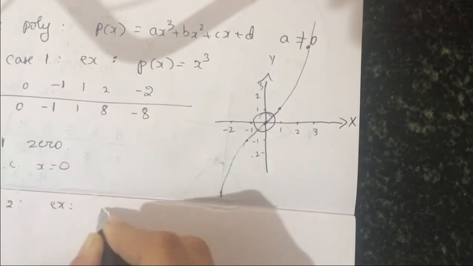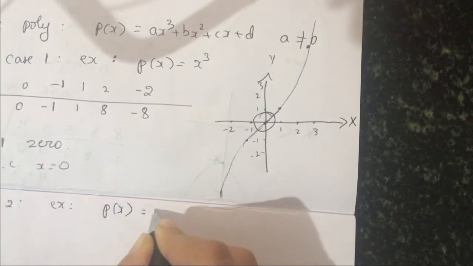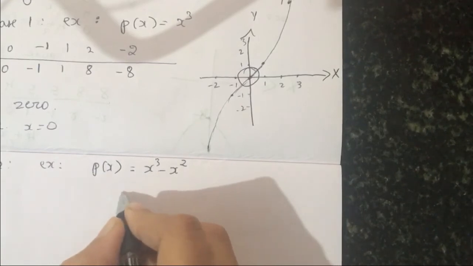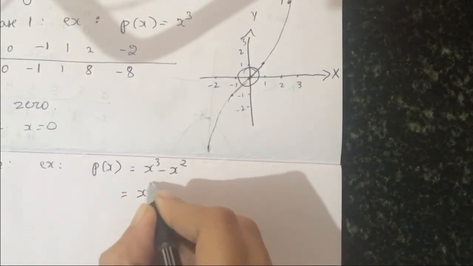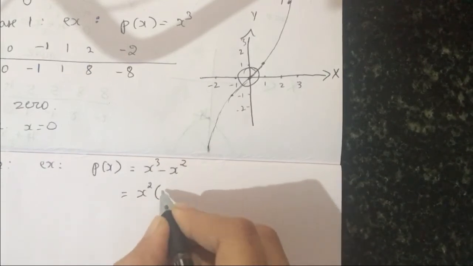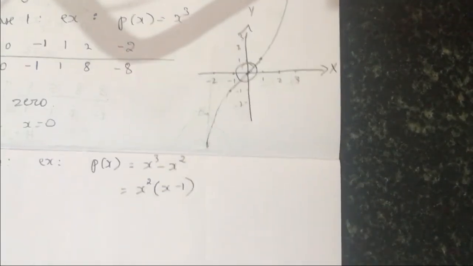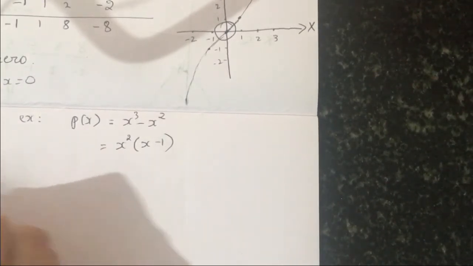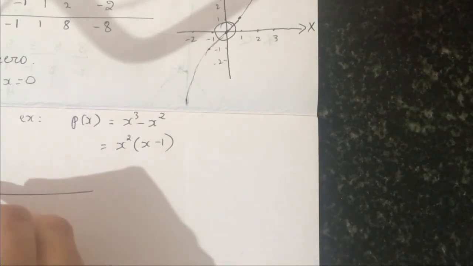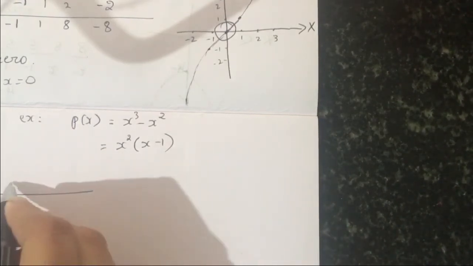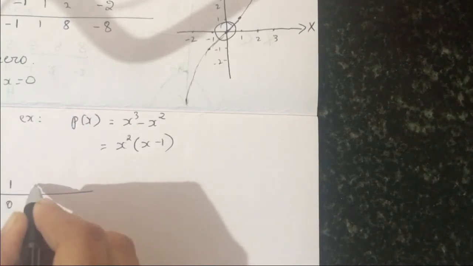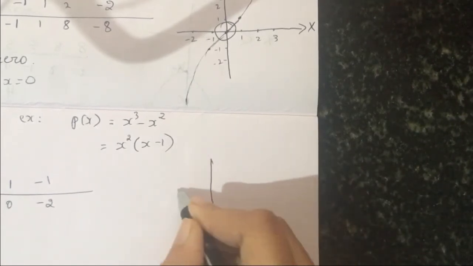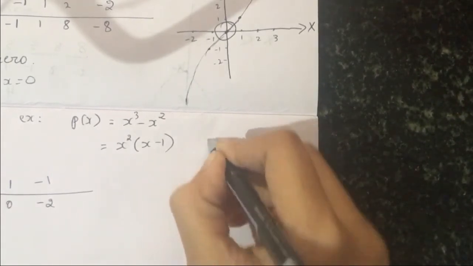For that, I am taking a polynomial p of x equal to x cube minus x square. See, this can be rewritten as, if I take out x square outside, then I am getting x minus 1. Okay, now make a table, x values and y values. When x is 0, y is 0. When x is 1, again y is 0. When x is minus 1, y is becoming minus 2. Just look at this. Roughly I am drawing, okay?